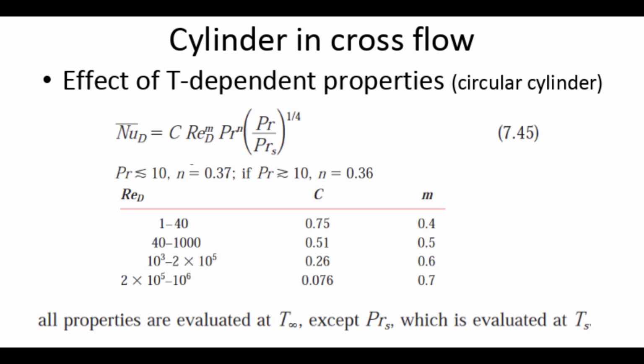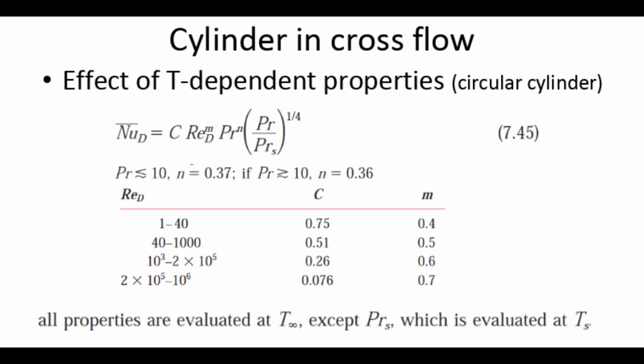Now, these guys say, no, I'm going to do better than that. And they say Prandtl over Prandtl on the surface. So you take all the properties at T infinity, but this Prandtl S is on the surface. And this is what accounts for the variation in viscosity with temperature. For things like air or water, this is not a big deal. For oil, this is an awesome formula.